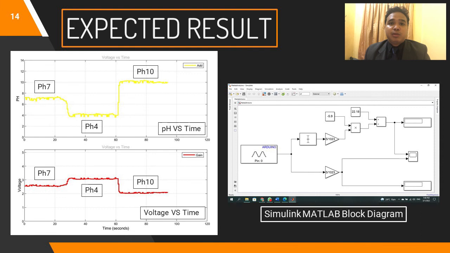Total voltage that is being supplied to the module is 5 volt, which means the neutral of the solution is at 2.5 volt. When at pH 4, which is acidic solution, the voltage is increased to around 3 volt. When at pH 10, which is the basic solution, the voltage decreases to around 2 volt. So basically, the more acidic the solution, the higher voltage is achieved. The picture next to the graph is the Simulink MATLAB block diagram. This block diagram is the key to make the reading of the graph in real time.